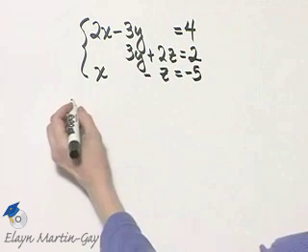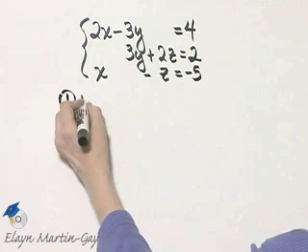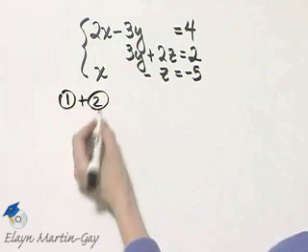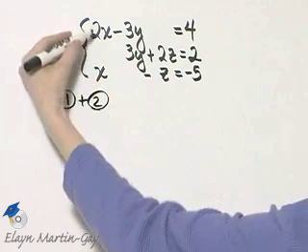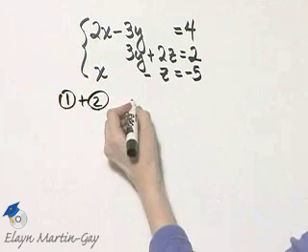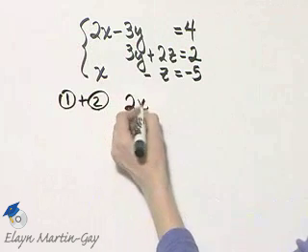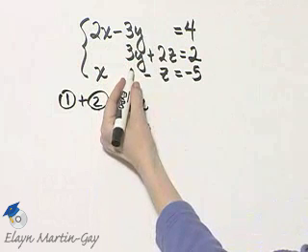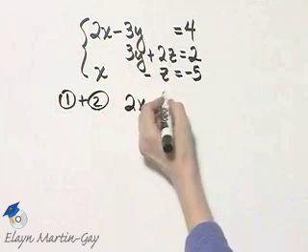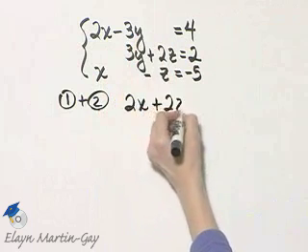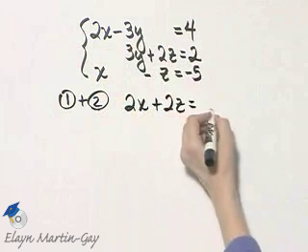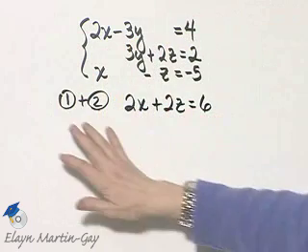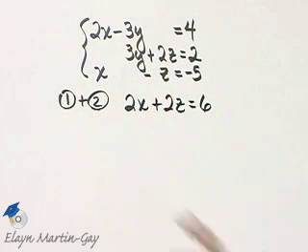So I'm adding equation 1 and 2, and watch what happens. 2x plus basically 0 is 2x. Negative 3y plus 3y, that term subtracts out, and then plus 2z is equal to 4 plus 2, or 6. So that's equation 1 plus equation 2.